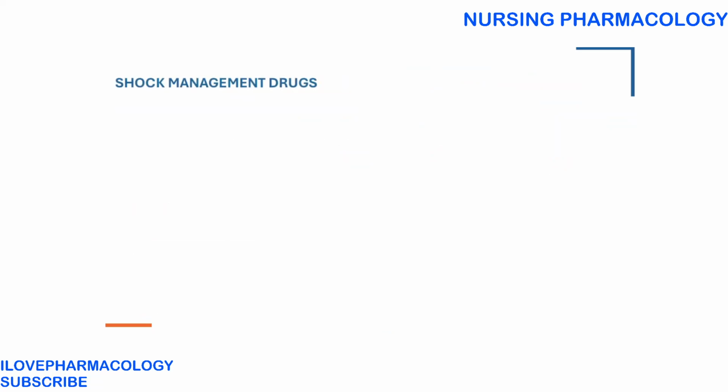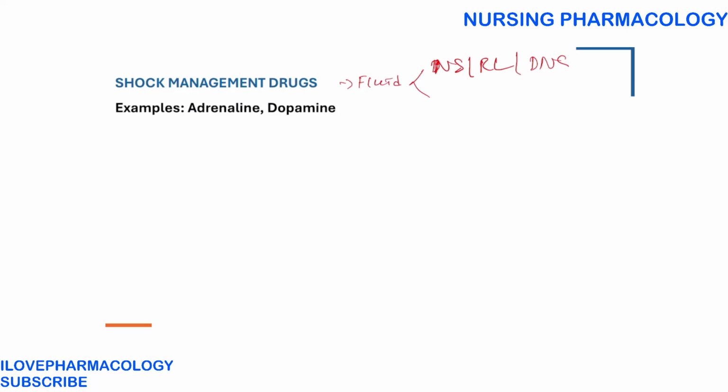And next, coming to the shock management. Again, in shock, you need to remember, one is fluid management has to be done. So if the volume is lost, you can give normal saline or ringer lactate. And if the patient is not unconscious, you need to give DNS. And if the blood is lost, whole blood has to be given, that is, blood transfusion has to be done.